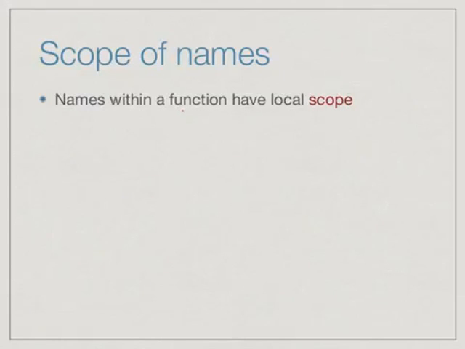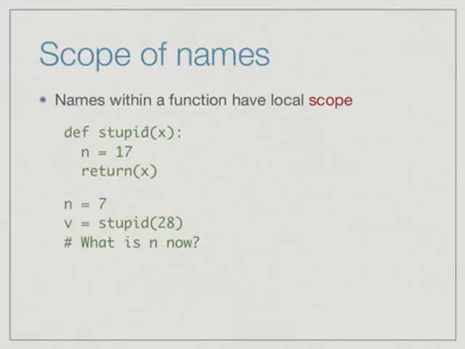Another point to note about functions in Python is that names within a function are disjoint from names outside a function. So let's look at again a kind of toy example which doesn't have anything useful to do. We have a function which we call stupid, which essentially takes an argument and returns it, right? So it does nothing. But in between, it just, for no good reason, sets the name n to have the value 17.